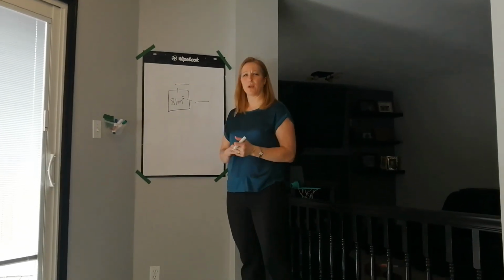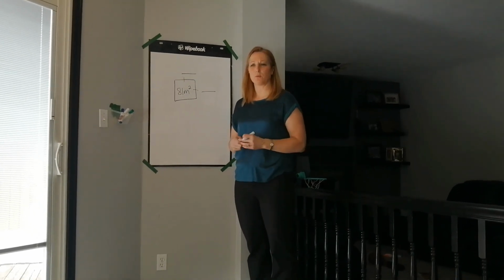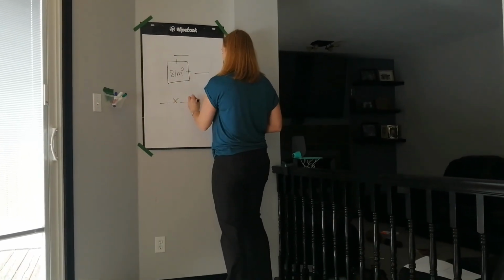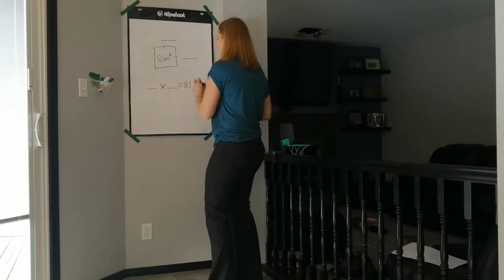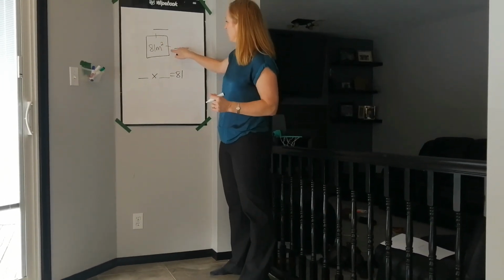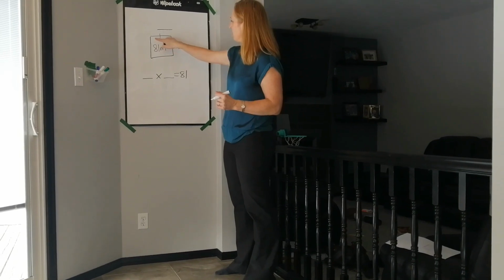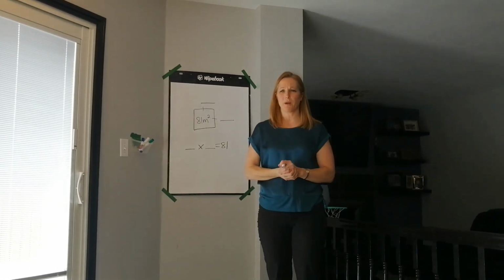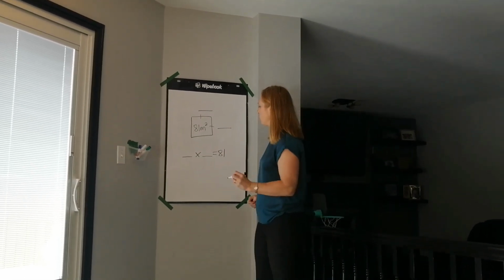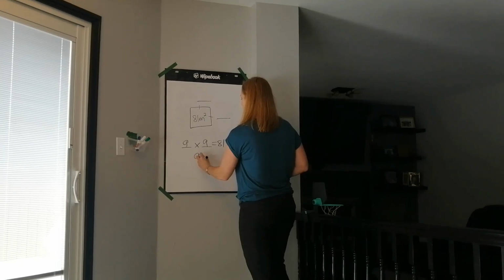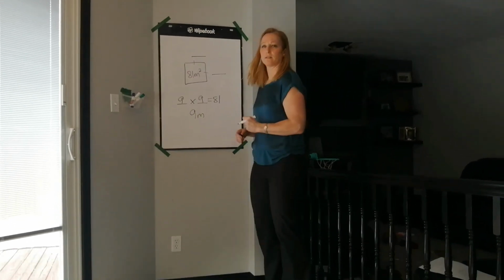And I know that when I'm trying to find side length, when I'm given the area, I'm trying to find what number times what number equals 81. And let's remember that these little marks here mean that the length and the width are both the same. So I'm trying to find a number multiplied by itself that gives me 81, and I know that that number is 9, so my answer is 9 meters.